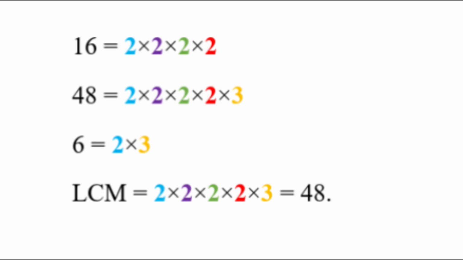Hence 16 is equal to 2 2s are 4, 4 2s are 8, 8 2s are 16. 48 is equal to 2 2s are 4, 4 2s are 8, 8 2s are 16 and 16 3s are 48. And 6 is equal to 2 into 3. And LCM is equal to the product of all these common and uncommon factors, which is equal to 48.